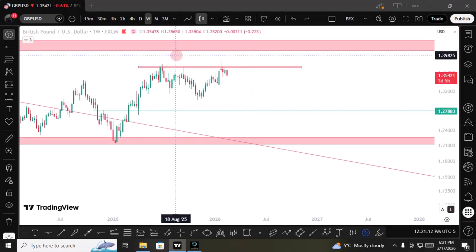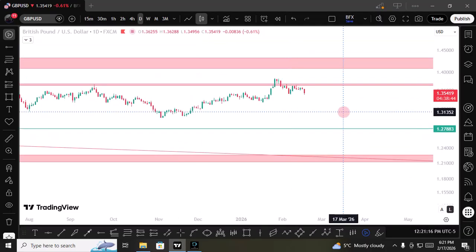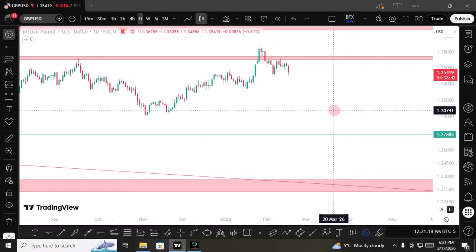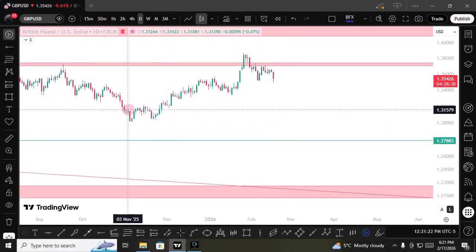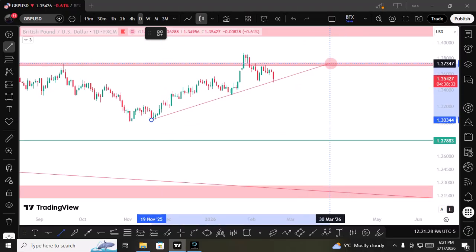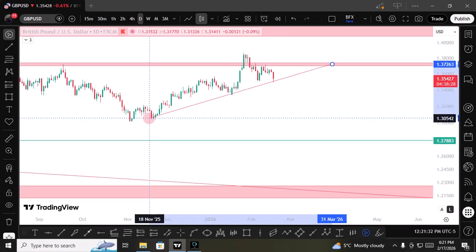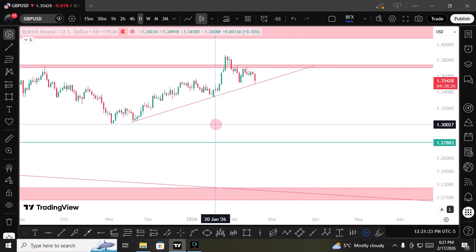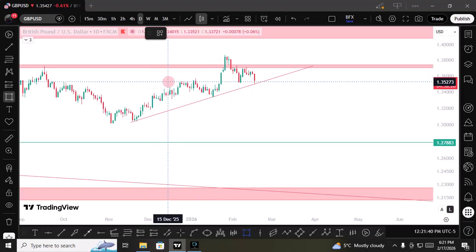So let's go to daily to see the trend. Maybe it's ready for us to make an entry to the downside, sorry. So I can see a trend line here. You can just draw a trend line here. So I'm waiting for price to break below this trend line to confirm our sell.